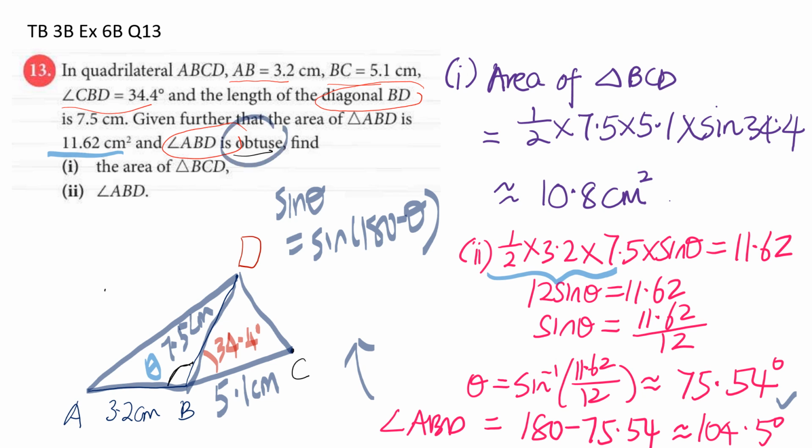Okay, so this is the last question, and this completes the whole video for finding the area of a triangle using half ab sin C.